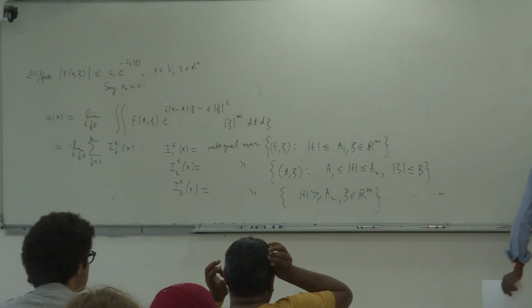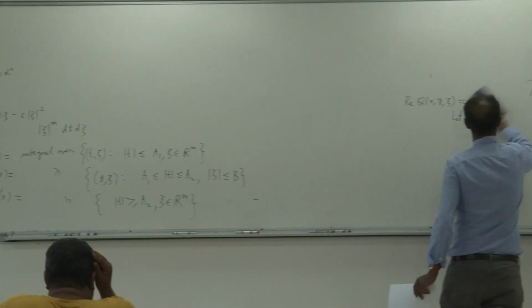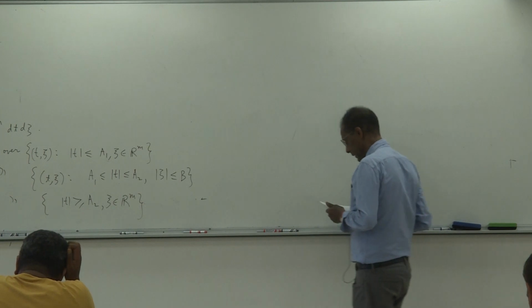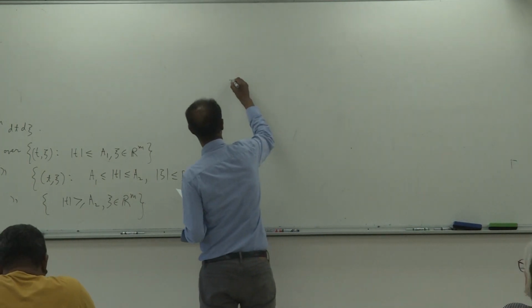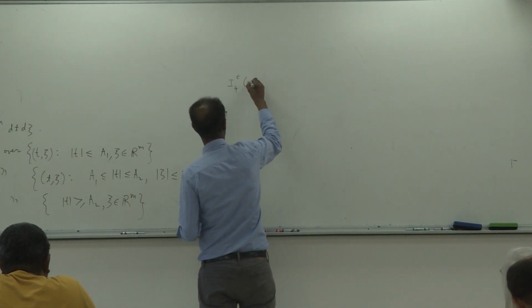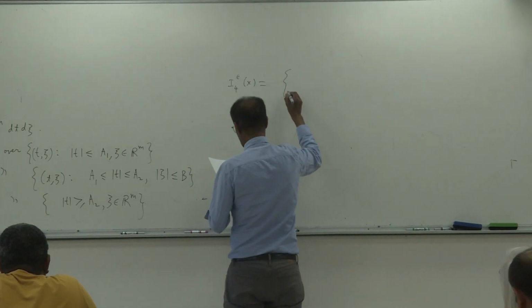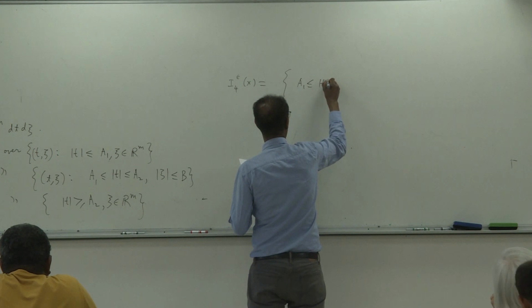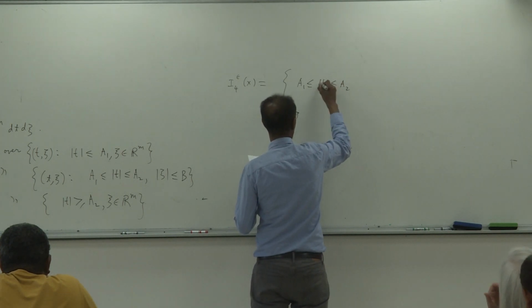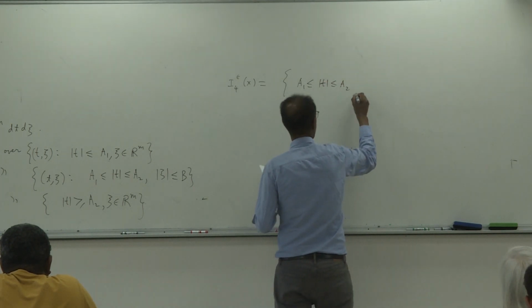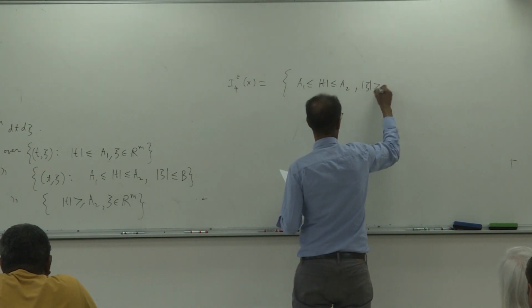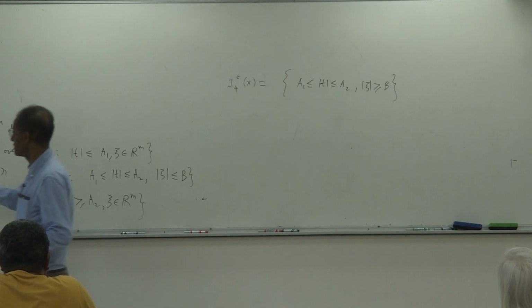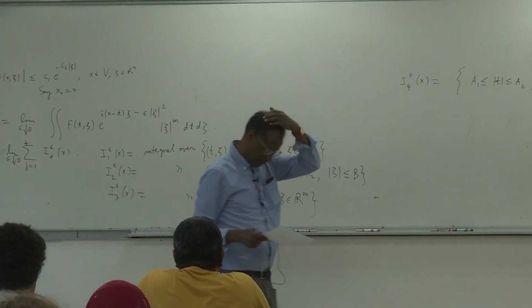It's the 4th integral that will require a little work. Not much, but a little work. I4 epsilon of x is the integral where T is less than or equal to A2 and C is bigger than or equal to B. The point is that the union of these 4 regions is Rm cross Rm, okay?